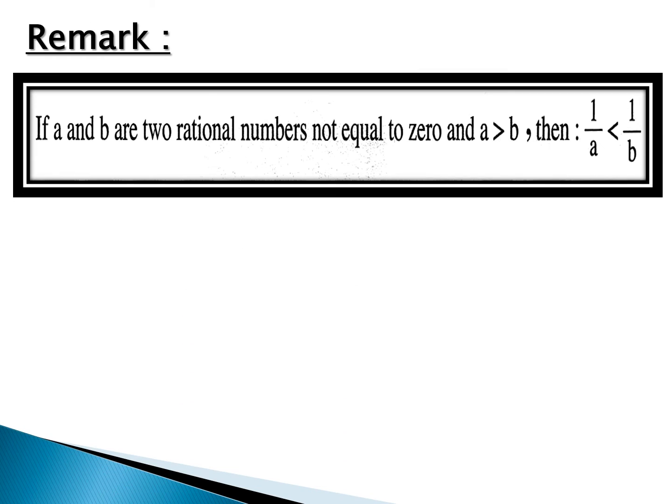Remark: if A and B are two rational numbers not equal to 0, and A is greater than B, then 1 over A is less than 1 over B.